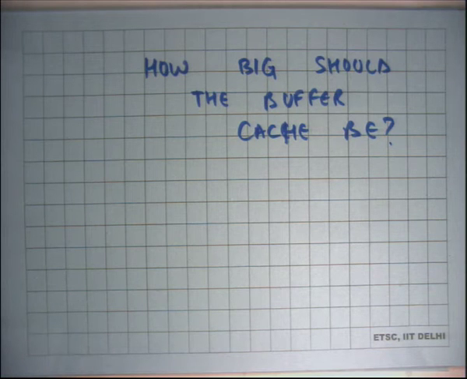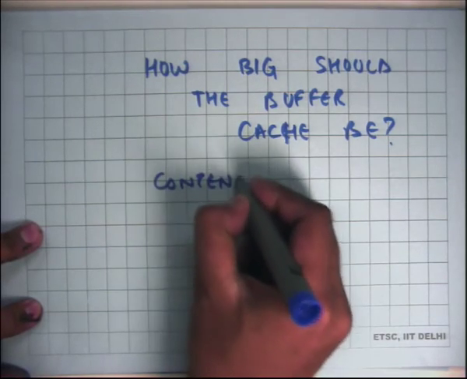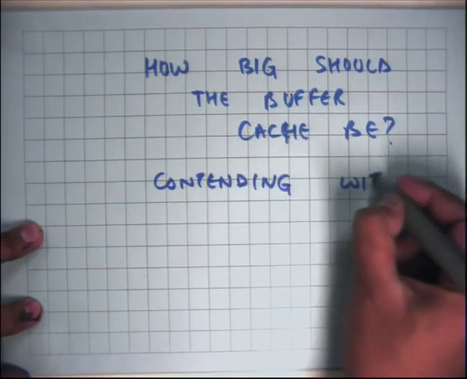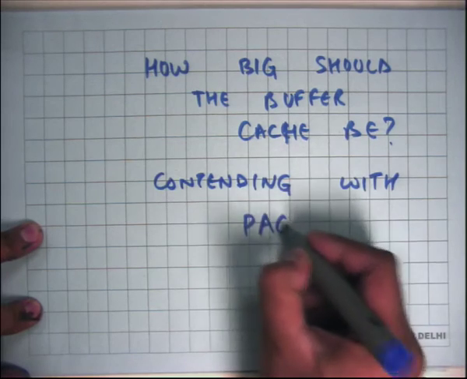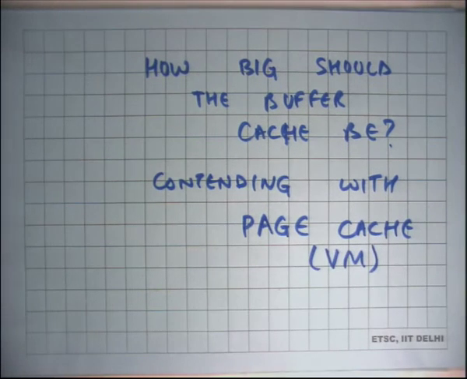So the OS needs to decide how big the buffer cache should be, and if it makes it really big, then it's contending with the page cache from the VM subsystem. And so this decision can be made statically. You can say I'll have half of my memory for buffer cache and the other half for the VM page cache, or you could do some kind of dynamic thing based on usage patterns.